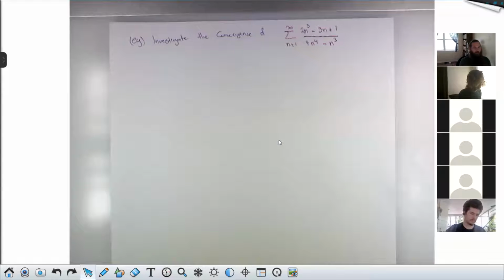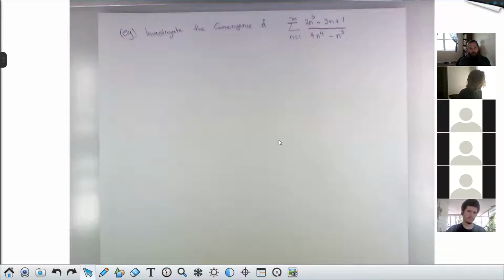Let's say we're looking at something like this. The top and bottom here are both polynomials. And so our initial instinct should be to look at the dominant terms upstairs and downstairs. We might try a direct comparison, but it's not immediately obvious which way the inequality would point. If we wanted to direct compare against 2n cubed over 4n to the 4, I would need some idea of whether this converges or diverges, and I would need to build an inequality pointing in the direction that would help with that.